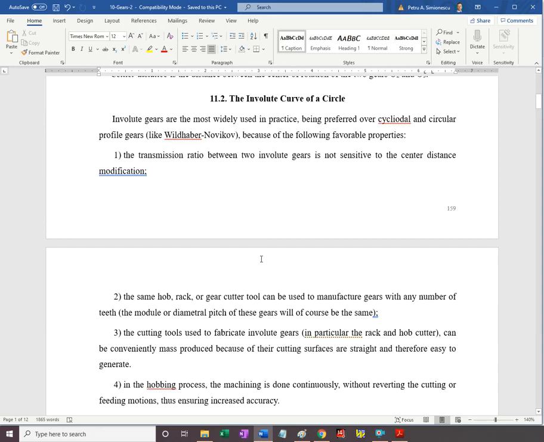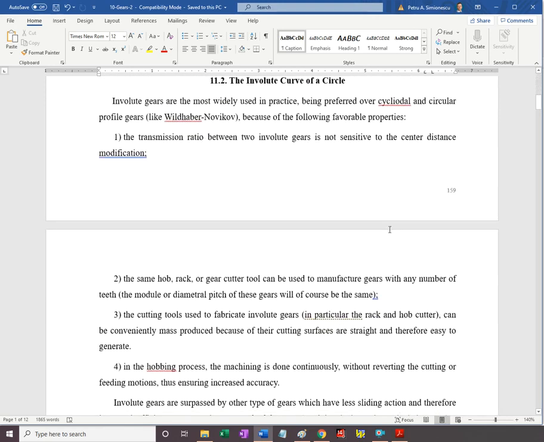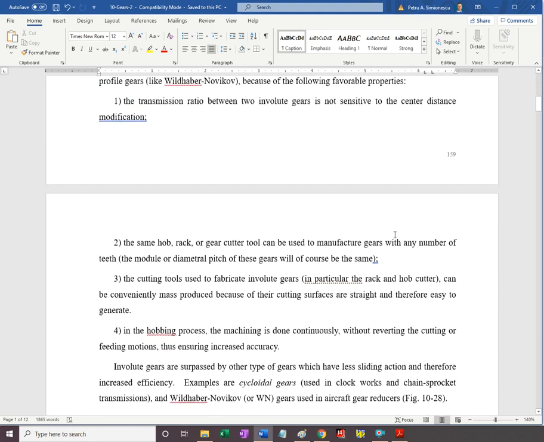So first of all, transmission ratio is not sensitive to center distance. So small variation of center distance caused by thermal expansion or fabrication errors is not going to affect the fundamental law of tooth gearing. Other gears are sensitive to center distance change. The same tool, either hob or rack cutter or gear cutter, can be used to manufacture gears with any number of teeth.